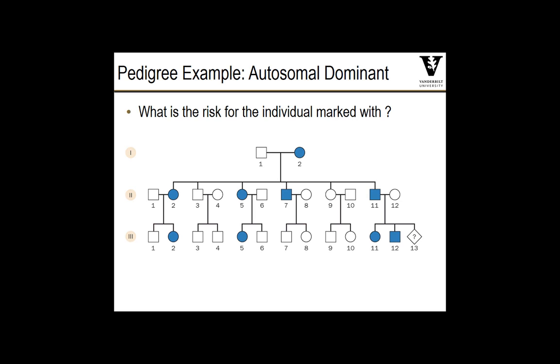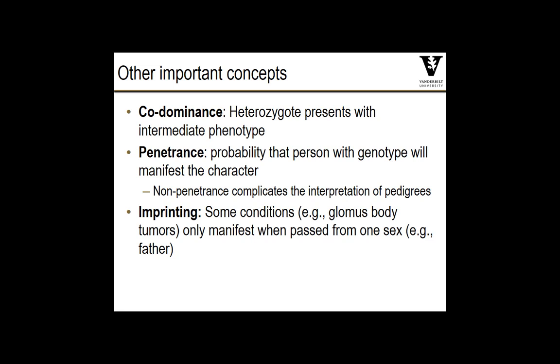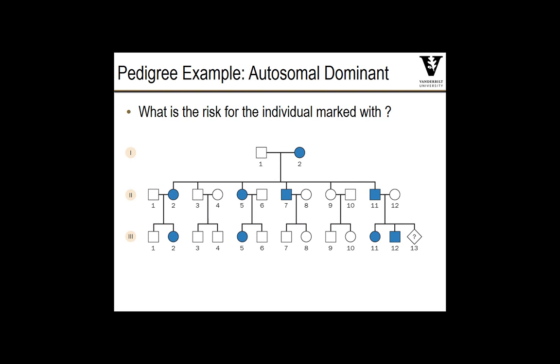So what's the chance that this person is going to carry the phenotype of this disease? Boom. 1 in 2. You got it. You guys just learned Punnett squares and are now pedigree experts. Yes? So also from this, you said we don't know if 2 has 1 or 2 copies. Right. But we do know, right? So yes, we do.